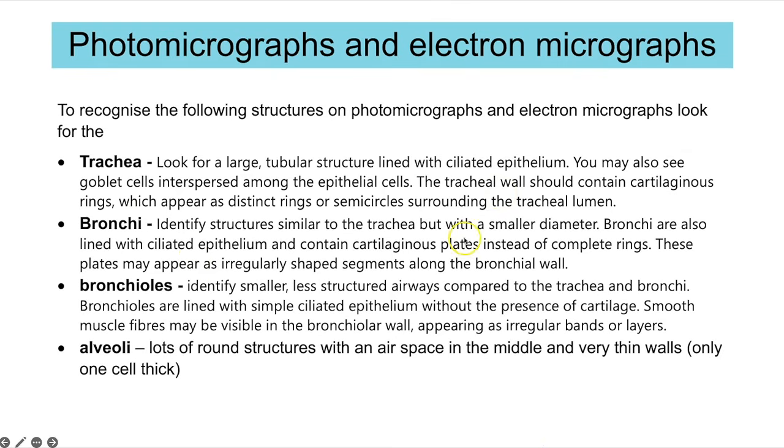The bronchi are similar to the trachea, but smaller diameter. So the bronchi are also lined with ciliated epithelium. They contain these cartilaginous plates instead of complete rings, and the plates may appear as irregular shaped segments along the bronchial wall. The bronchioles are smaller, less structured airways compared to the trachea and bronchi. The bronchioles are lined with simple ciliated epithelium without the presence of cartilage. You have smooth muscle fibres which may be visible in the bronchiolar wall, appearing as irregular bands or layers. Now the alveoli, there's lots of round structures with an air space in the middle, and they've got very, very thin walls. They're only 1 cell thick.